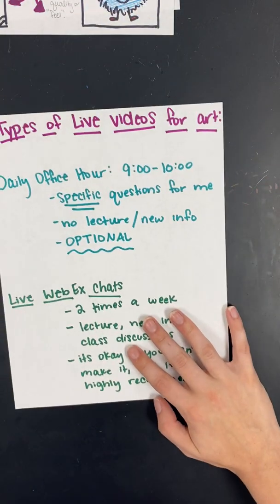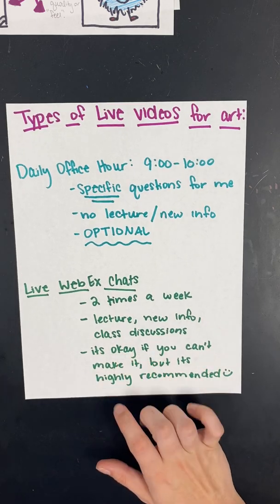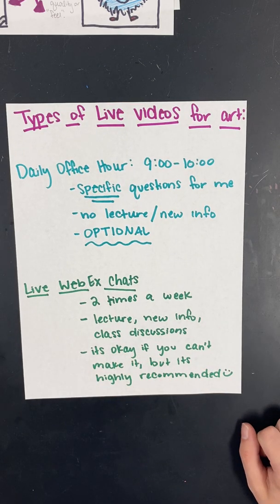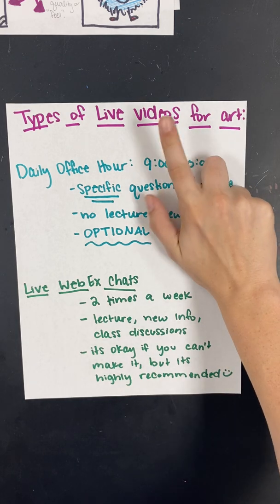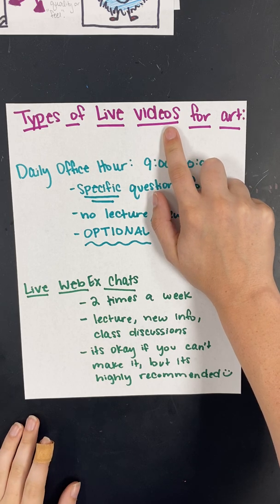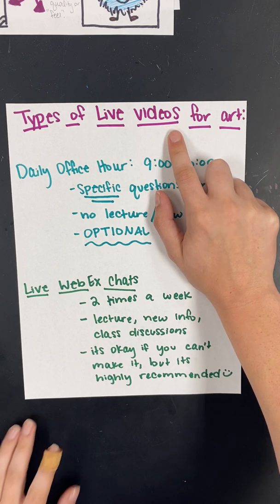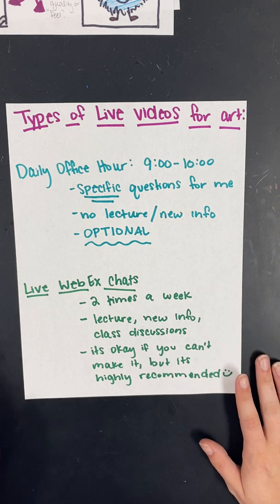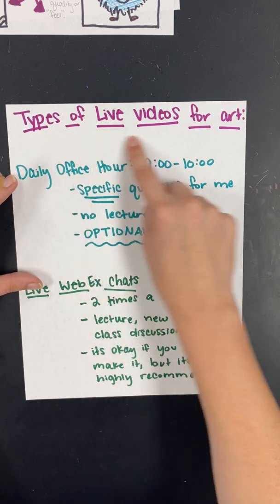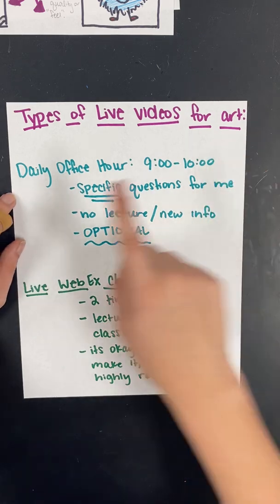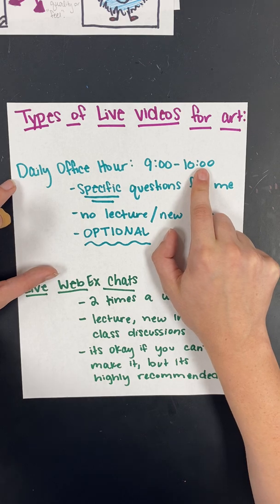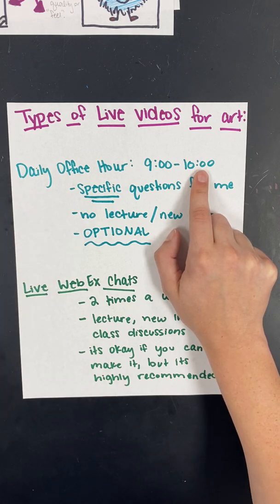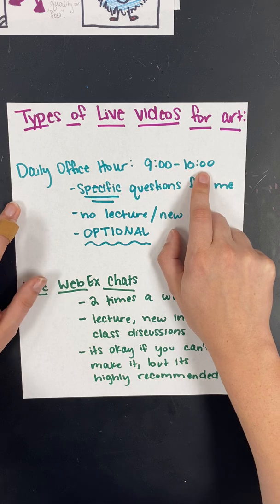All right, so next order of business, I've made a little diagram here. There seems to be some confusion about my class setup right now, specifically the videos we're gonna have. And I just kind of want to address this today to save you guys some time and to save me some time. So there are 2 different types of live videos we're going to have for art, okay? The first one is my daily office hour, and that's 9 to 10. All right? So 9 to 10 is my daily office hour.